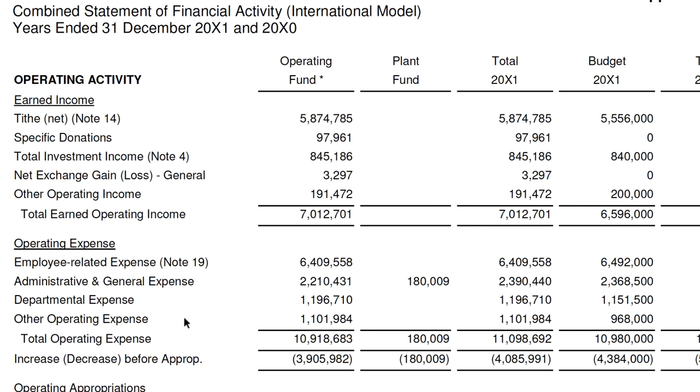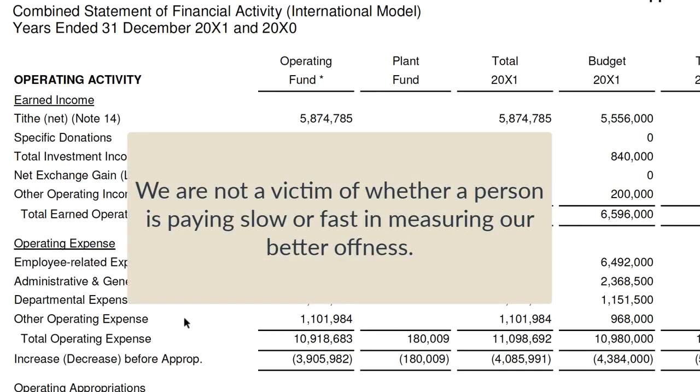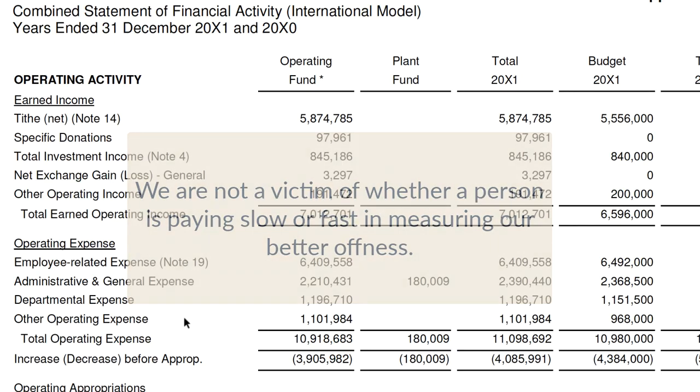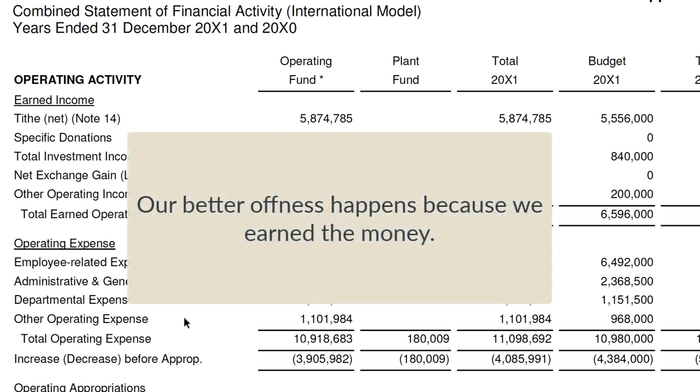Some people pay before November, some during November, and some after November, but we earn it in November by teaching the students. So we'll record all of the payments before, during, and after that have to do with November. They're all recorded as income for November. So we're not a victim of whether people are paying slow or fast when it comes to us measuring our better offness.